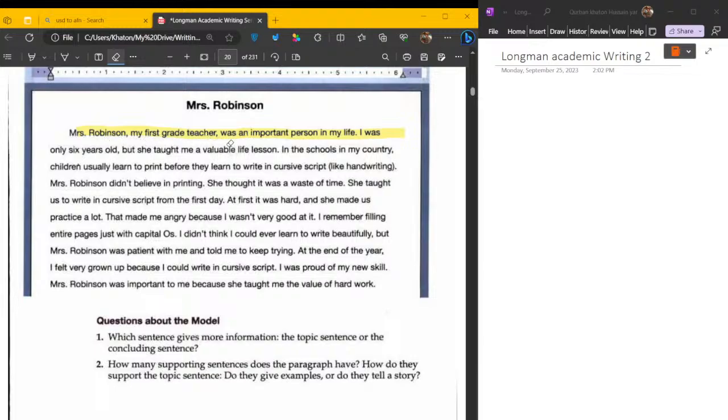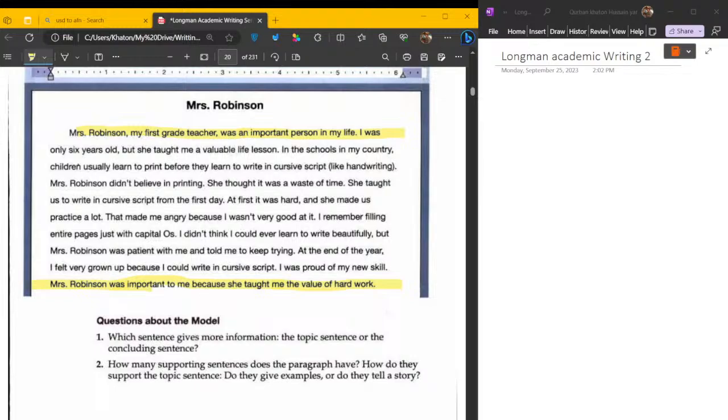Mrs. Robinson, my first grade teacher, was an important person in my life. So, important person in my life. And she taught me the value of hard work. Now we compare these two. Sorry for these lines, I'm drawing a tree here. Sadly, let's erase them. So, Mrs. Robinson was important to me because she taught me the value of hard work.